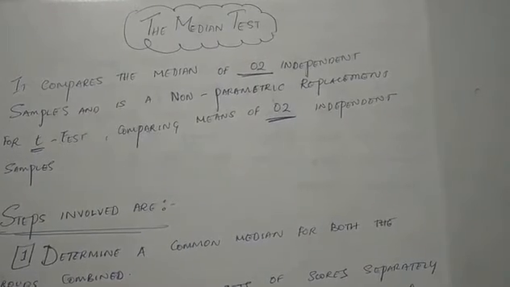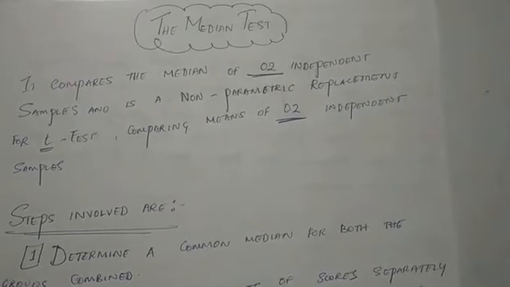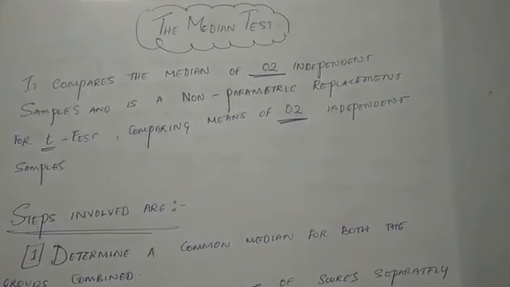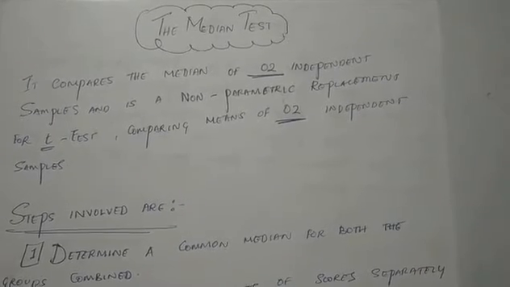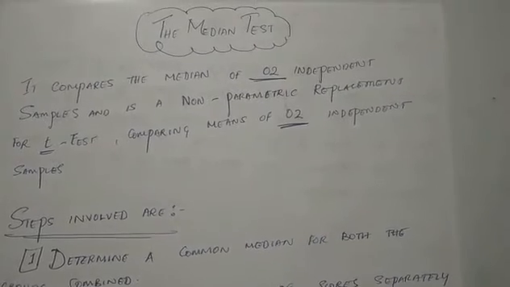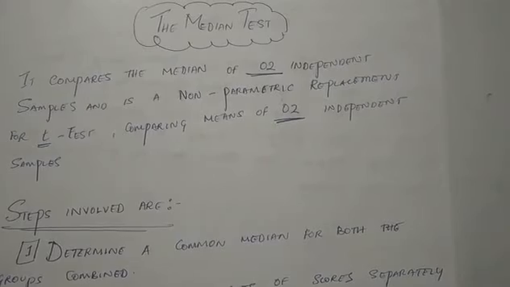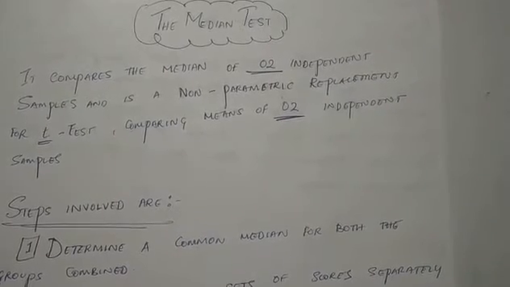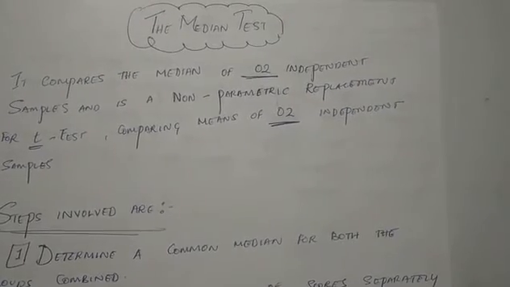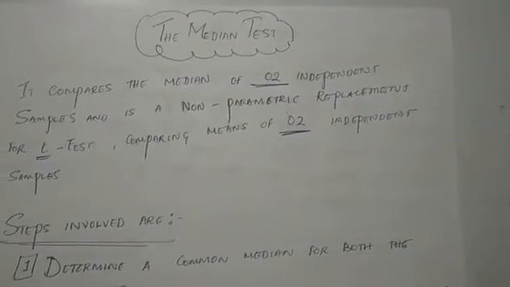Everyone, we will be talking about the median test. This is the last unit which was left out before the lockdown in abnormal psychology practical. So the median test is something which we are supposed to look into. The median test compares the medians of two independent samples, and it is a non-parametric replacement for the t-test, which compares the means of two independent samples.